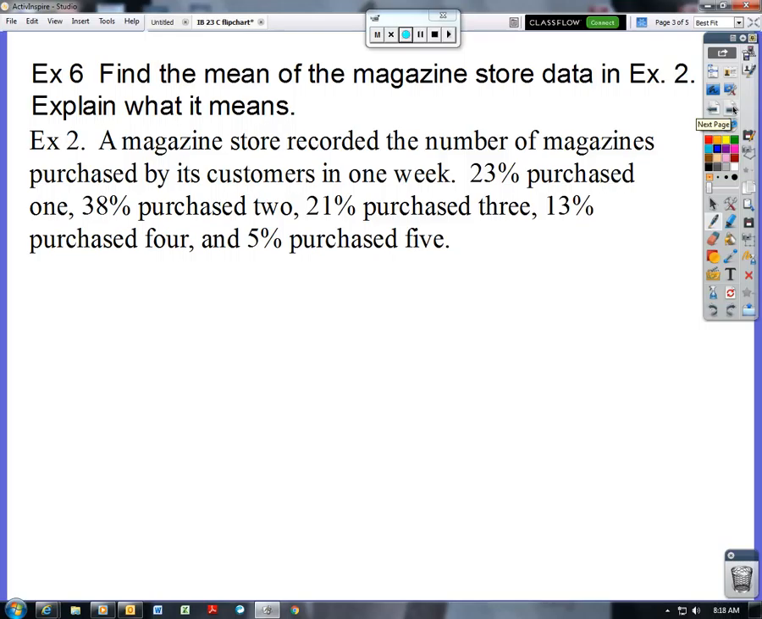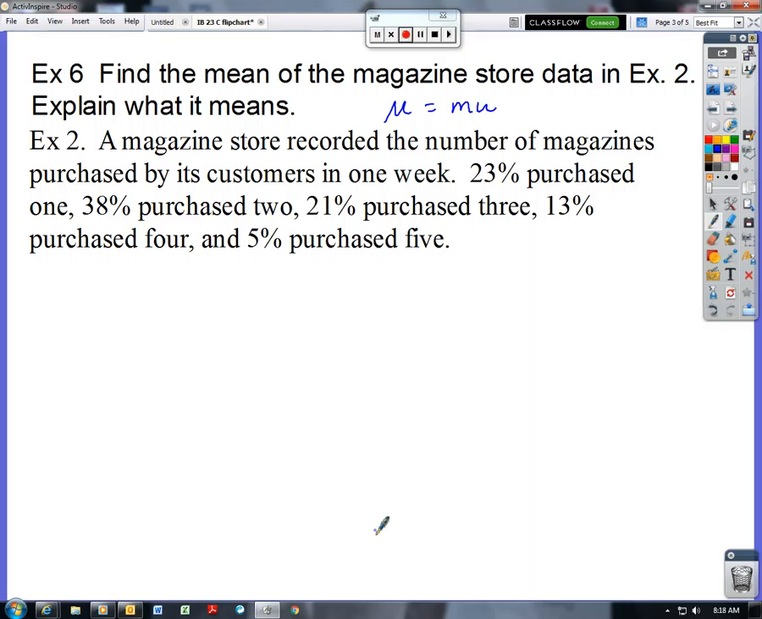Example 6. Find the mean. Oh, I forgot to mention the mean is called mu. That is mu right there. I think it's written like so. Find the mean of the magazine store data in example 2 and explain what it means. Okay, and so then I brought up example 2 here. And if you want, you can look back in your notes to see what the probabilities were.